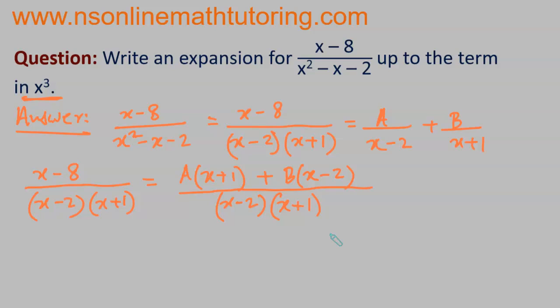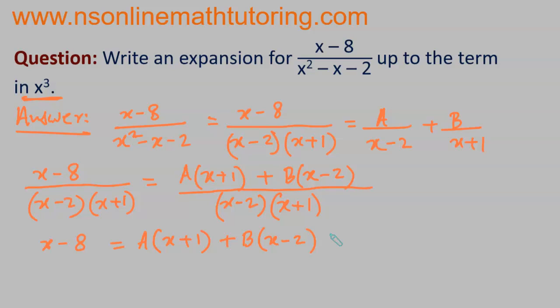So now we multiply the entire equation by x minus 2 times x plus 1. And after multiplication, we have x minus 8 on the left hand side, and on the right hand side we have A times x plus 1 plus B times x minus 2.